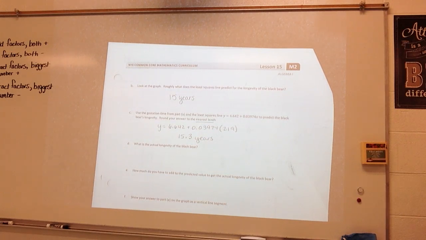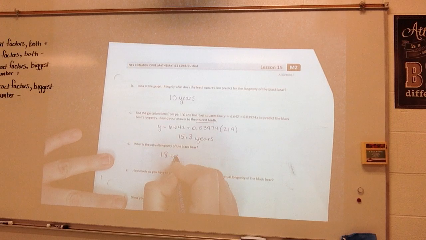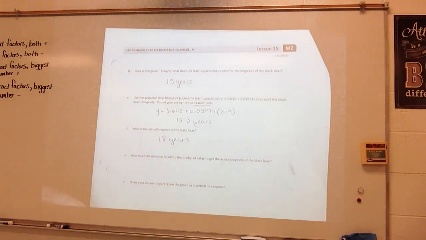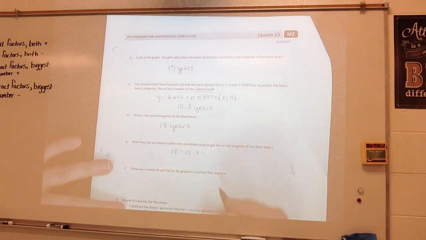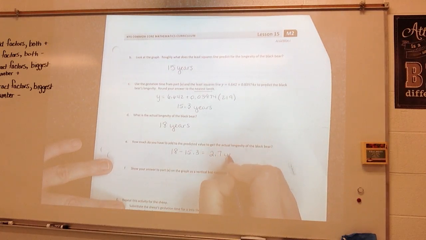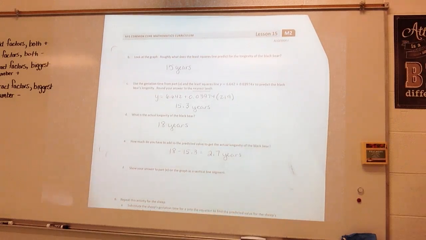What is the actual longevity of the black bear? It said 18 years. How much do you have to add to the predicted value to get the actual longevity of the black bear? Well, actual minus predicted would give us 2 7/10 years. Show your answer to part E on the graph as a vertical line segment.